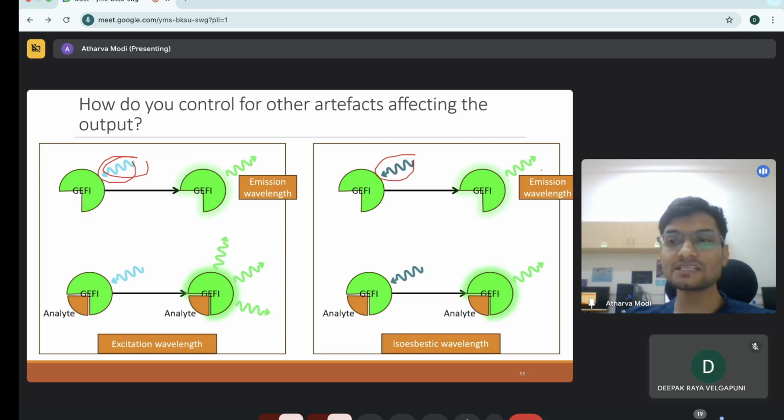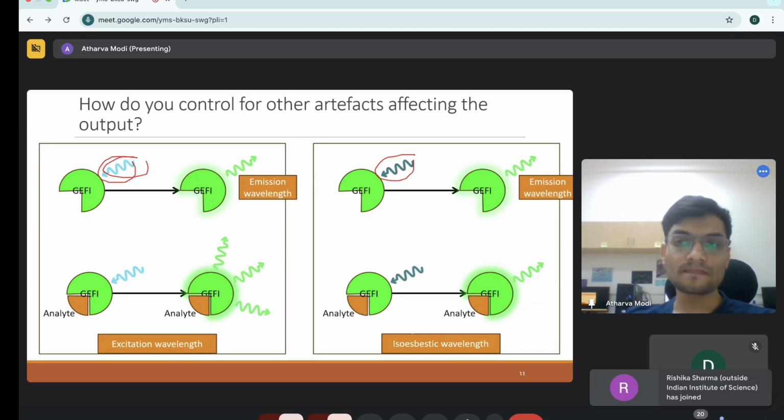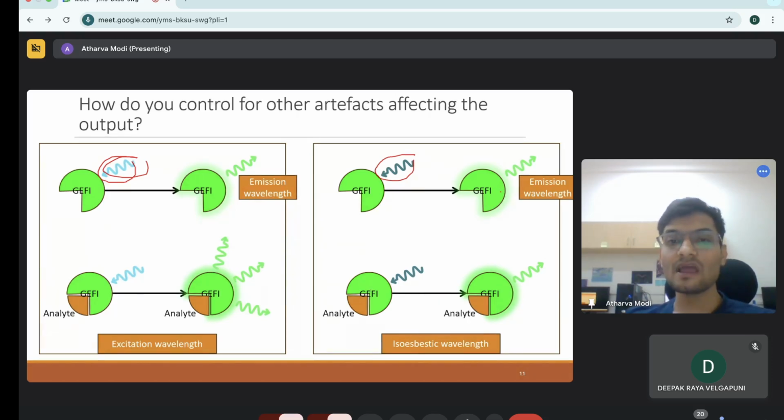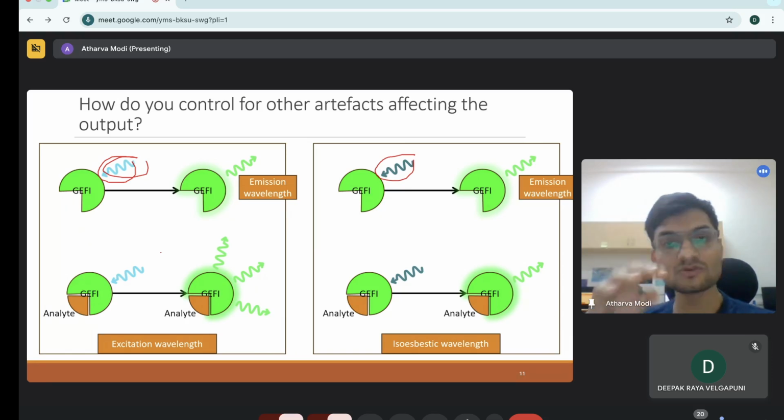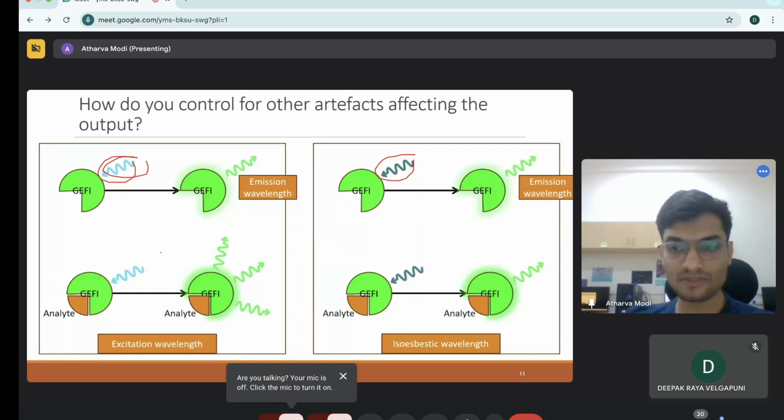So basically, any change in the emission wavelength when you are shining the isosbestic one, that change is not due to the presence of analyte, but due to the external factors. And we assume that these changes are proportional. So any change due to movement will be proportional in both the cases. That assumption makes it possible to control for other artifacts which affect the output. This is an interesting way to deal with the external signals affecting our emission intensity.